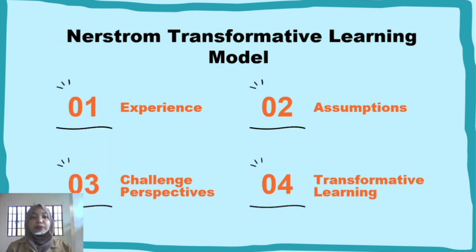So actually this learning theory has 10 phases, but it was reduced to 4 segments, which is now called the Nernstrom transformative learning model. We have here experience, assumptions, challenge, perspectives, transformative learning. So of course, experience is everything that we have experienced in our lifetime, and as we all know, experience is the best teacher. So natututo tayo within our experience. We get to learn new knowledge, information, skills, attitude, and insights.